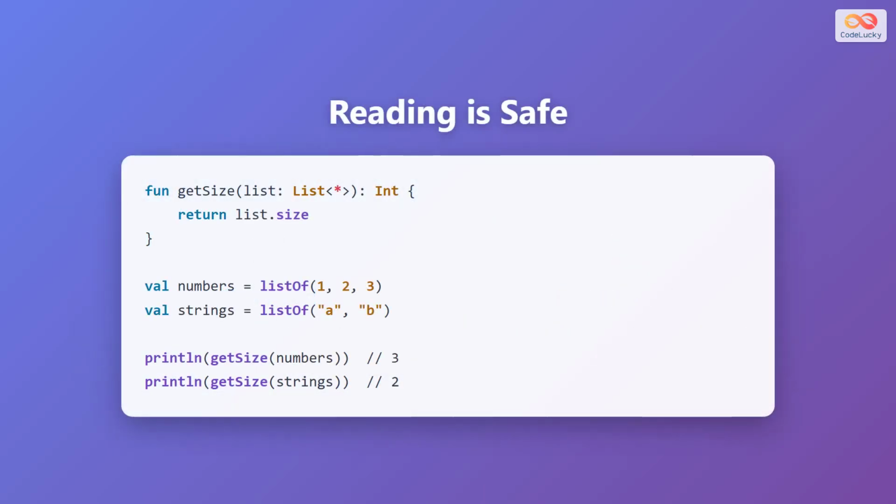Reading from star projected types is completely safe. In this example, the getSize function accepts a list with star projection and returns its size. You can pass a list of integers, a list of strings, or a list of any other type. The function works correctly because reading properties like size doesn't depend on the specific type parameter.